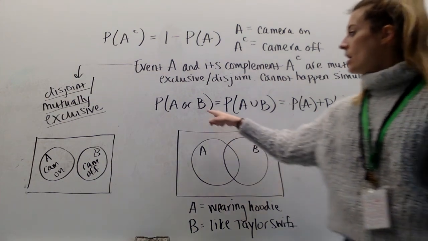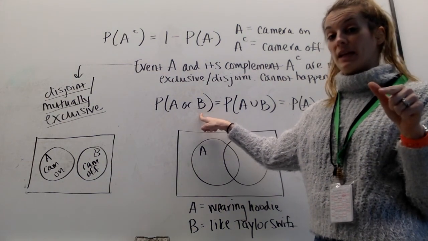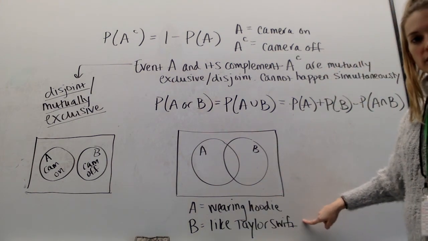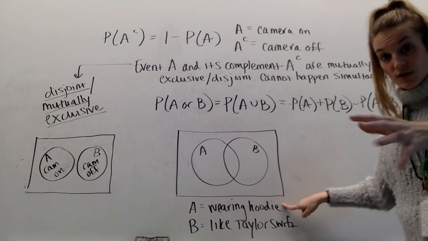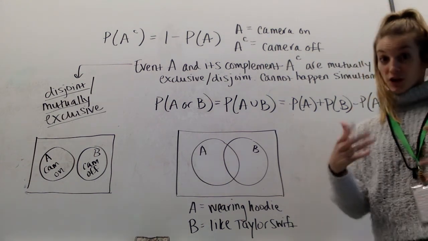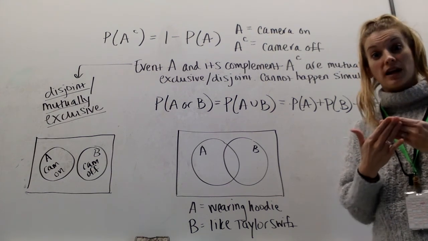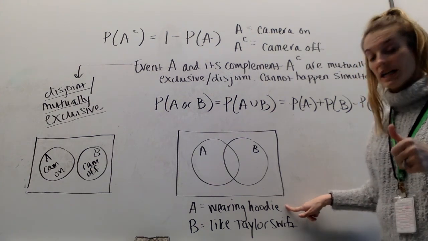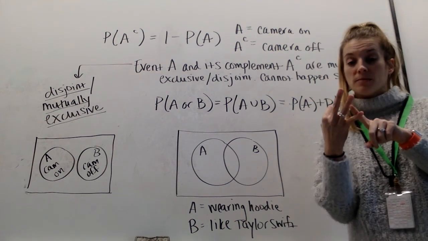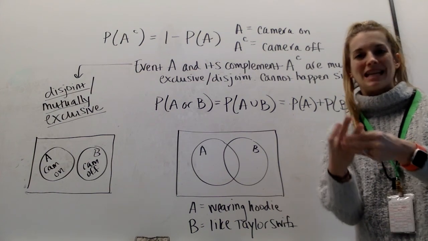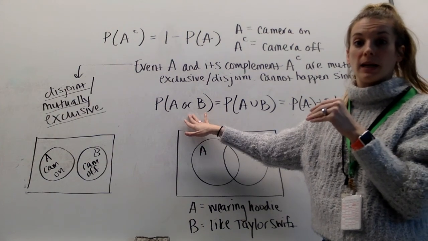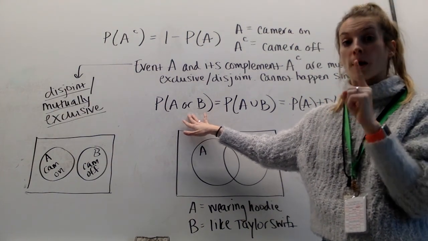That's event A. Or B, what's the probability that I'm randomly selecting a student from the Zoom who likes Taylor Swift? Now, there are some people in the Zoom who would be wearing a hoodie, and there are some people in the Zoom who would like Taylor Swift, and there are some people who would actually fit both characteristics. They are both wearing a hoodie and also like Taylor Swift. And now all three of those combinations of characteristics actually fall under this probability, the probability of A or B.